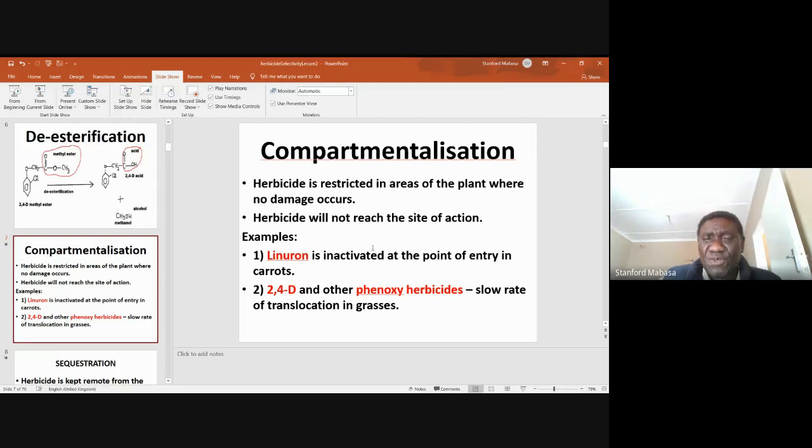Again, we have got 2,4-D, which is a phenoxy herbicide, which can travel very slowly. It can be restricted in certain areas in grasses. This is how grasses can survive it, but broad-leaved plants get killed.